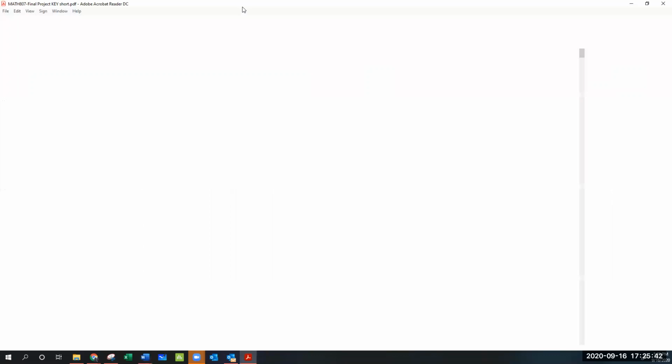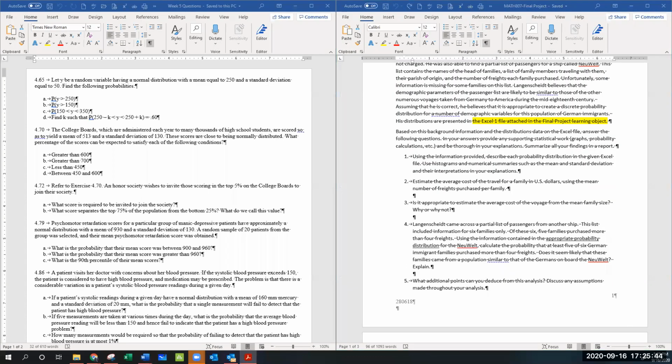So the first thing you need to do is figure out the probability of a family purchasing more than 4 freights. That simply means you have to add up the probabilities for 5 and 6 freights. If you look at the table of data for the number of freights bought for a family, 5 has a probability of 2.5%, and 6 has a probability of 2.5%. So when you add those two together, there's a 5% chance that they're going to buy more than 4 freights. So that's just step one.